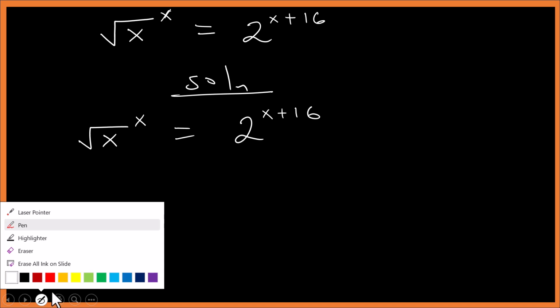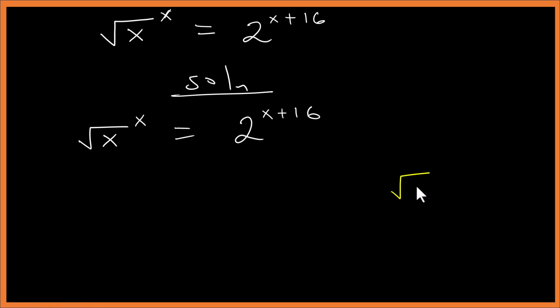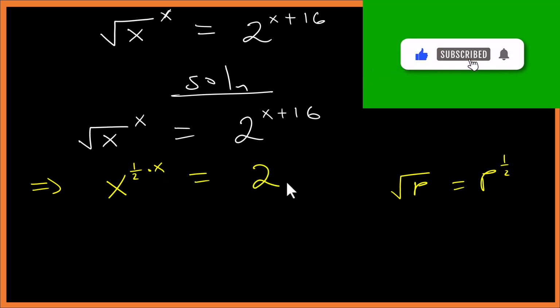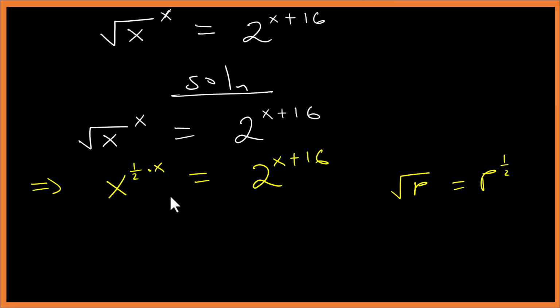Now, before we start, when you are given square root of p, it is the same as p raised to half. Okay, so from here you can write this one as x raised to half times x equals 2 raised to x plus 16. So we can write this as x raised to x on 2 equals 2 raised to x plus 16.